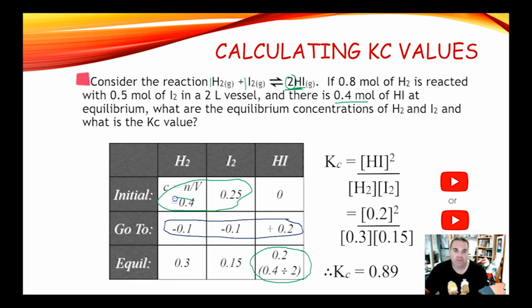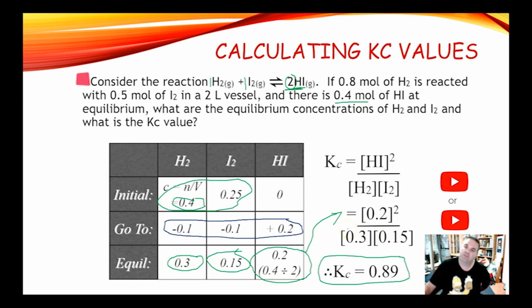So now we take our values here. We take 0.1 off to get our equilibrium value of 0.3. 0.25 minus 0.1 gives us 0.15. What we do is we take these values over here into our equation. So hydrogen iodide squared over hydrogen times iodine. And we use 0.2 squared over 0.3 times 0.15, and we get a Kc value of 0.89, which is less than 1, which tells us that this is incomplete or it favours the reactants.